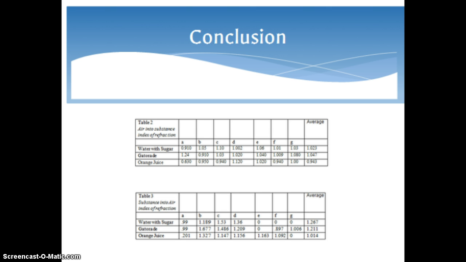Our data did not support our hypothesis. The 3 substances were close to each other for the angle of refraction. There was not a great difference between each other. We also predicted that there would be no difference between the refraction of air into substance and substance into air. We were also wrong on this because there was a difference, although it was not a great difference.